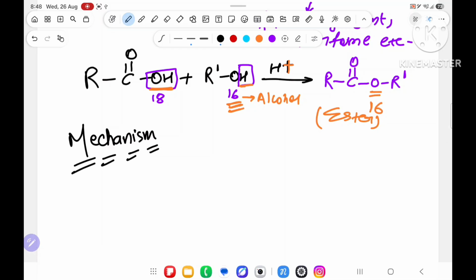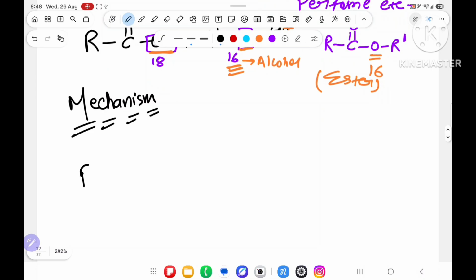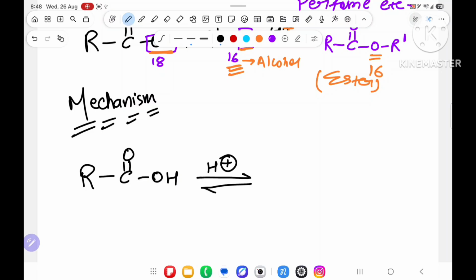So the acid started giving OH. We have R C double bond OH. We have taken this reaction in H plus acidic medium. H plus is searching for a lone pair. This oxygen has a lone pair also, but this lone pair is localized, one that does not take part in resonance. But this lone pair is delocalized. Why delocalized? Because the lone pair is doing sigma pi resonance.